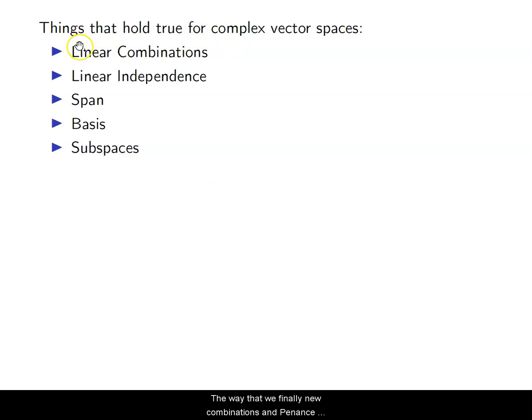So the way that we find linear combinations, independence, span, basis, subspaces in real vector spaces, it all works the same for complex vector spaces, right? The only difference is that you just have to watch out for multiplying two i's together, right? Because then it turns to -1. So you just use the same math that you have for complex numbers, but all of that now extends to these ideas, right?